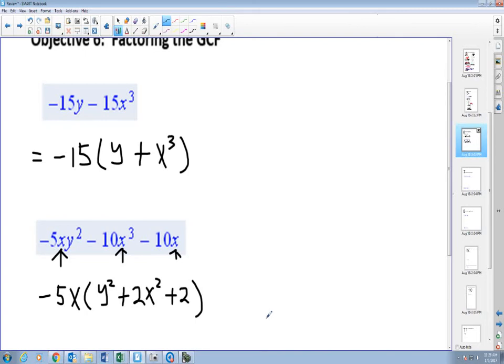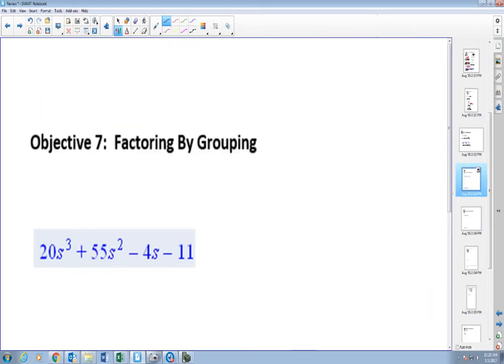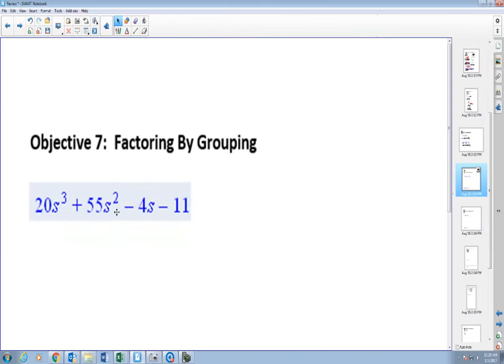Alright, the next one, factoring by grouping. Factoring by grouping is a very particular type of factoring problem, because what you're going to see is always going to have 4 unlike terms. Okay, 4 unlike terms. There's no like terms here you can combine. So the way we do factoring by grouping is group them first, then factor. So I'm going to group the first 2 and the last 2. And the way I group them is underline them.